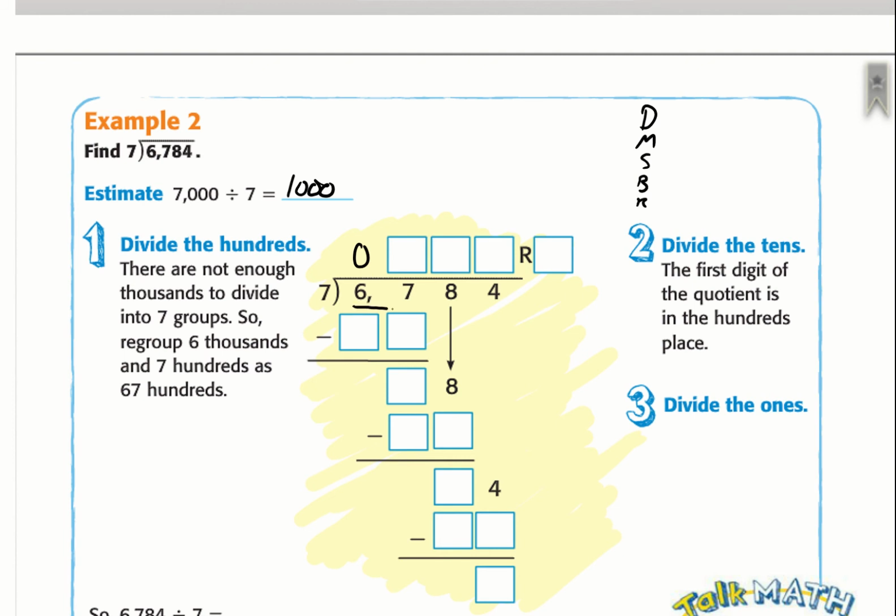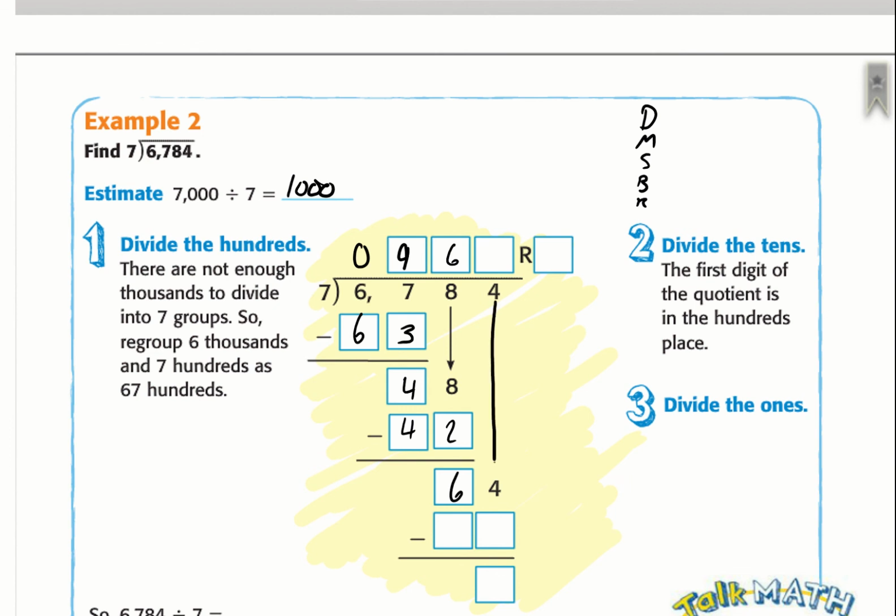So now I'm going to move on to my 67. 7 goes into 67 9 times. I'm going to multiply. 9 times 7 equals 63. 67 minus 63 is 4. Bring down the 8 and repeat. 7 goes into 48. That's going to be 6 times. And I'm going to get the answer 42. Subtract. 48 minus 42 equals 6.